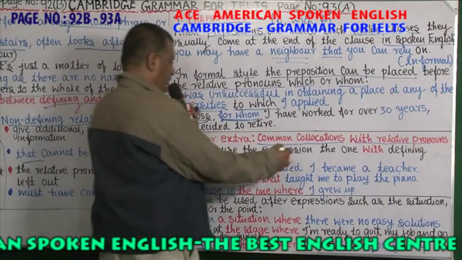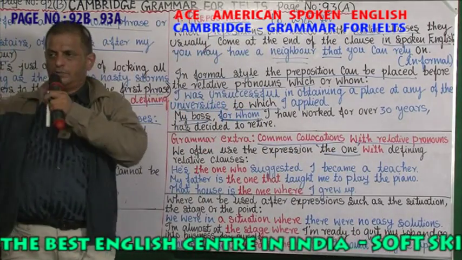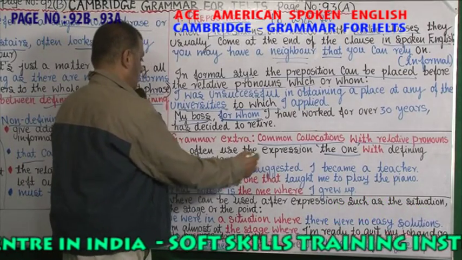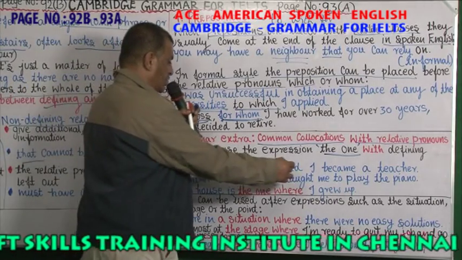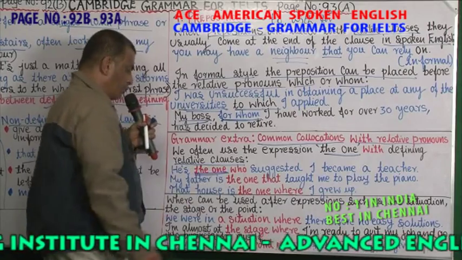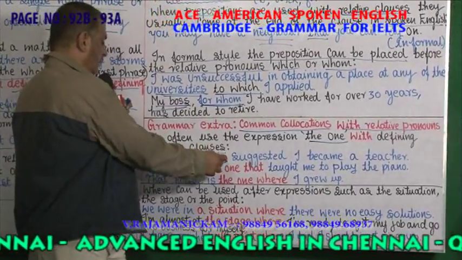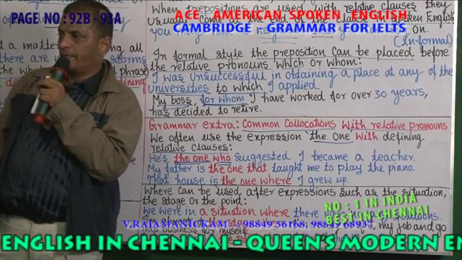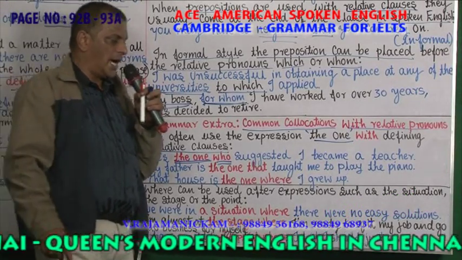We often use the expression the one. The one here doesn't mean the number one, like one rupee; this one is different. The one is used with defining relative clauses. He is the one who suggested I become a teacher. So the one comes before who. He is the one who recommended, or who suggested, I become a teacher.